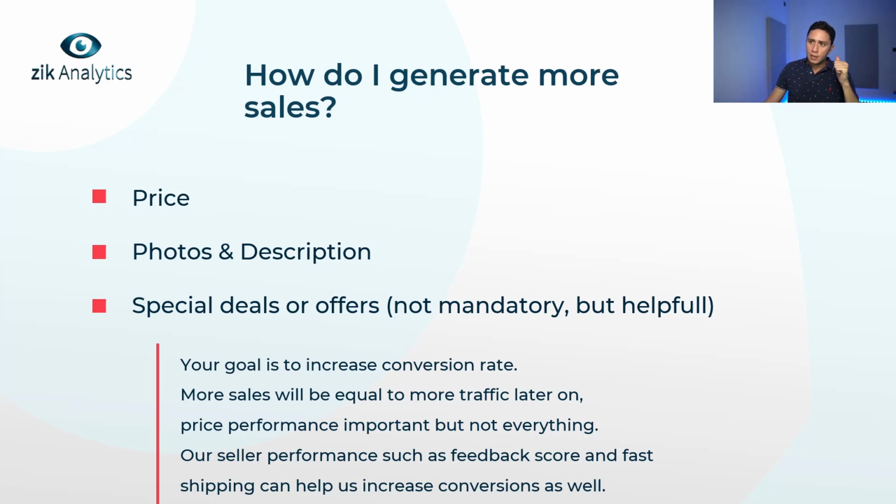Now, as I say, your goal is to increase conversion rate. More sales will equal more traffic later. This is something you also have to understand. Price performance is important, but not everything. Our seller performance, such as feedback score and fast shipping, can help us increase conversions as well. So it's like an endless cycle where we're trying to win traffic that will bring us sales, increase conversion rate, and increase more sales. But the more sales we generate, the more it will affect the ranking of our products.